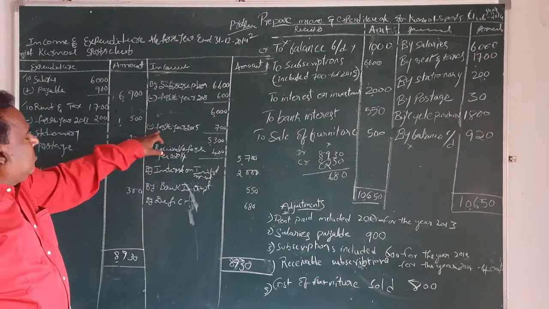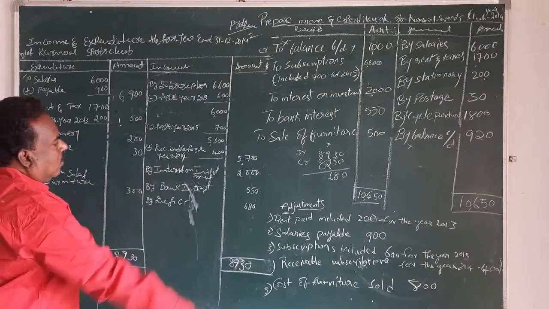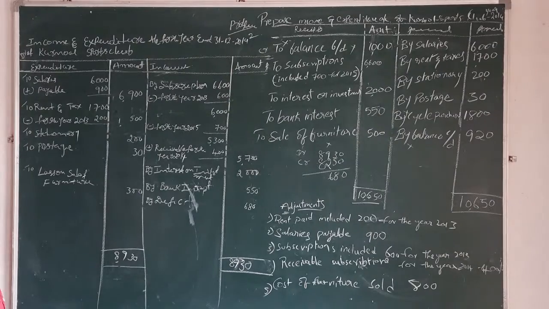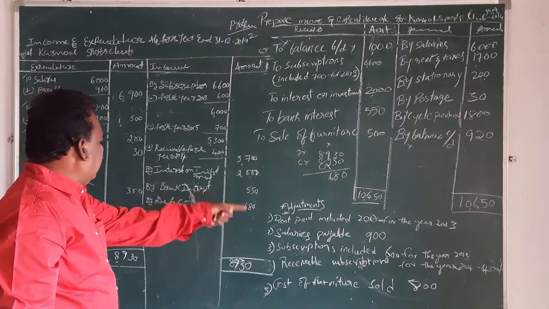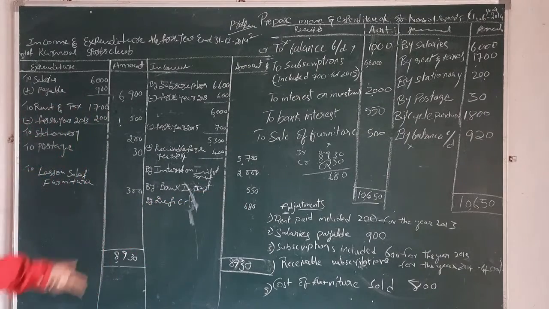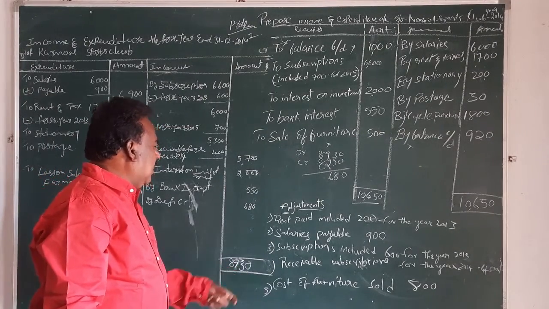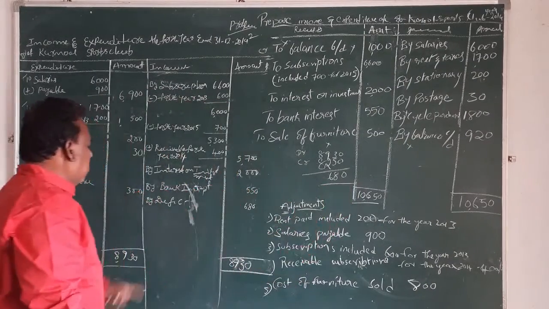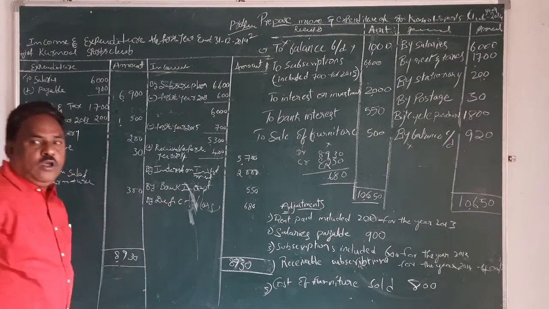Next, subscriptions received in advance for 2015, 700, 5,300 plus receivable 400, total 5,700. By interest on investments 2,000. Next, by bank interest 550. Total debit balance 8,930, carried forward to the credit side 8,930. The difference between debit balance and credit balance, 680, is the loss, deficit. So, by deficit or loss for the year 2014.